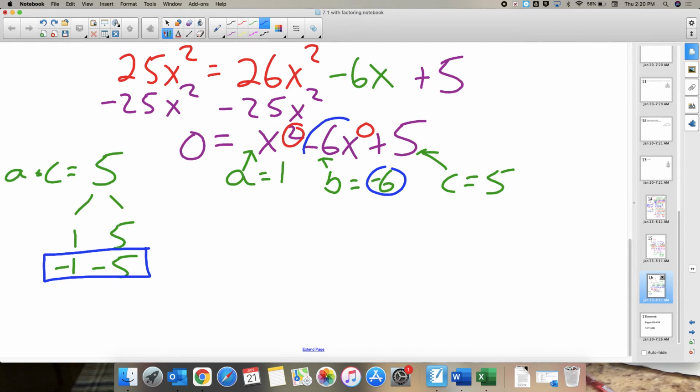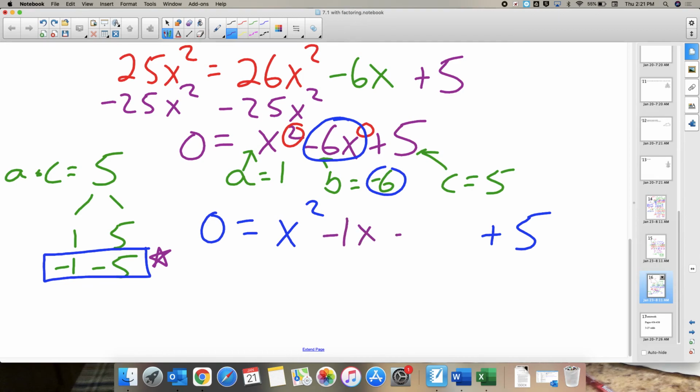Because we're going to take our negative 6x and break it apart into those two pieces. It's called AC grouping because ultimately I'm going to group two sets of things together. I'm going to group the first two and the second two. Well, I can't do that if I have 3 terms. So I need to break this middle term up into 2 different ones. The x squared will still be there. The plus 5 will still be there. I'm taking this negative 6x and breaking it apart into the 2 pieces that we highlighted here. So it's a negative 1x and a negative 5x.